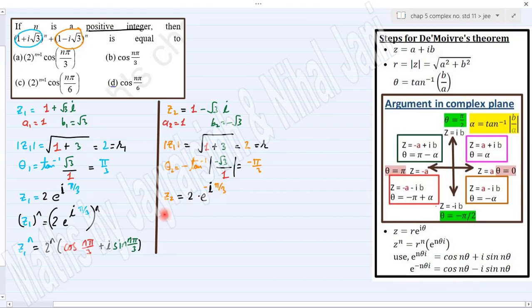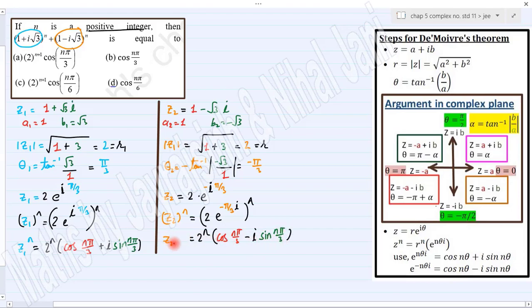But as you know, we need z2 raised to n. So we can say here we'll get 2 into e raised to minus pi by 3 i, whole raised to n. So we will get 2 raised to n and e raised to minus n pi by 3 i. Or if we expand into the polar form, we will get cos n pi by 3 minus i times sin n pi by 3.